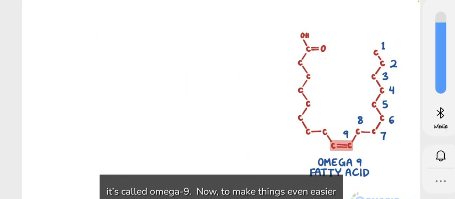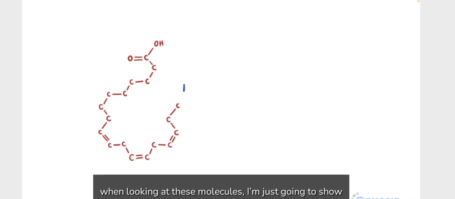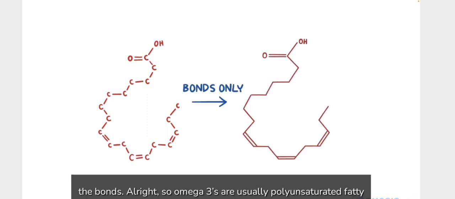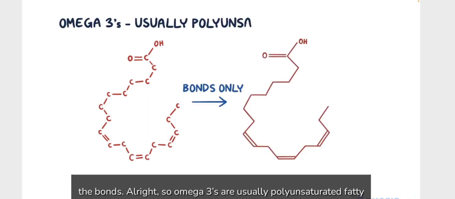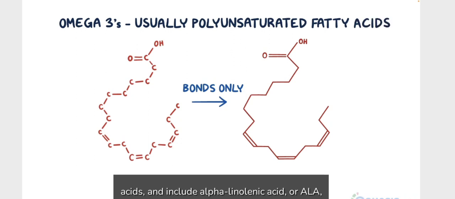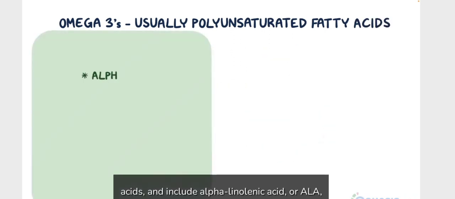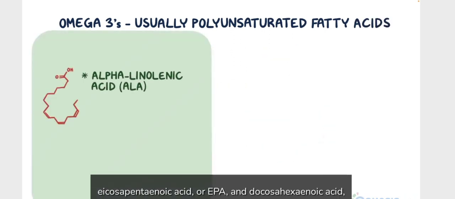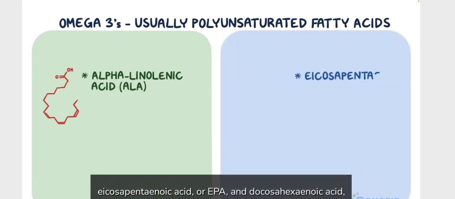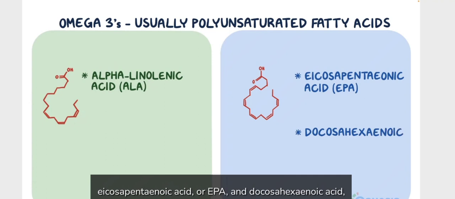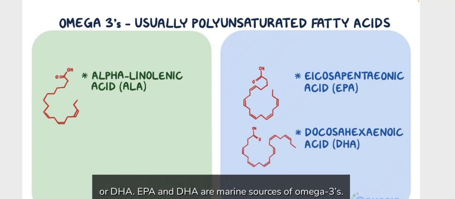Now, to make things even easier when looking at these molecules, I'm just going to show the bonds. Alright, so omega-3s are usually polyunsaturated fatty acids, and include alpha-linolenic acid, or ALA, eicosapentaenoic acid, or EPA, and docosahexaenoic acid, or DHA.